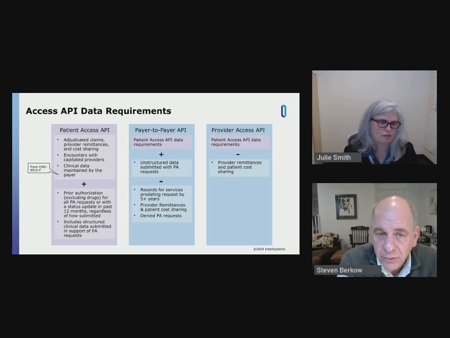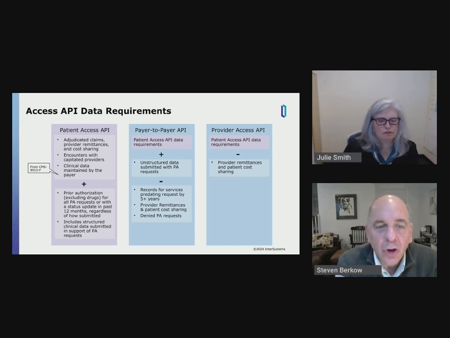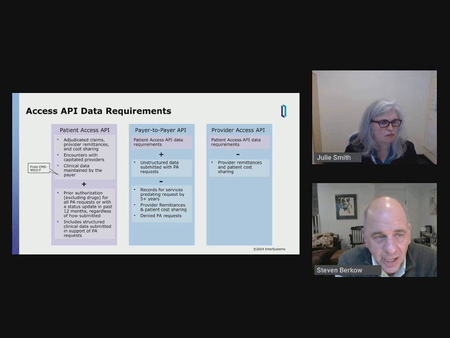regarding prior authorization. And then as you move right, payer-to-payer API, provider access API, you can see that the start point for both of these in terms of the data requirements is, hey, everything you're exposing to your members via the patient access API, you have to expose it to other payers, you have to expose it to other providers, along with, I think, some pretty logical adds and or subtractions, which I will leave for your later review.